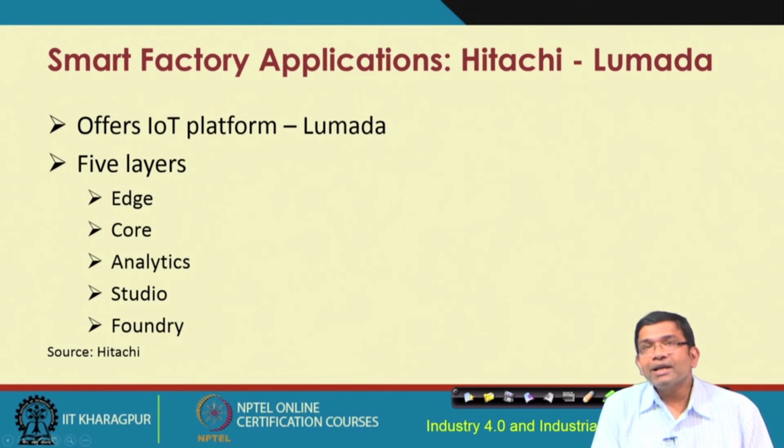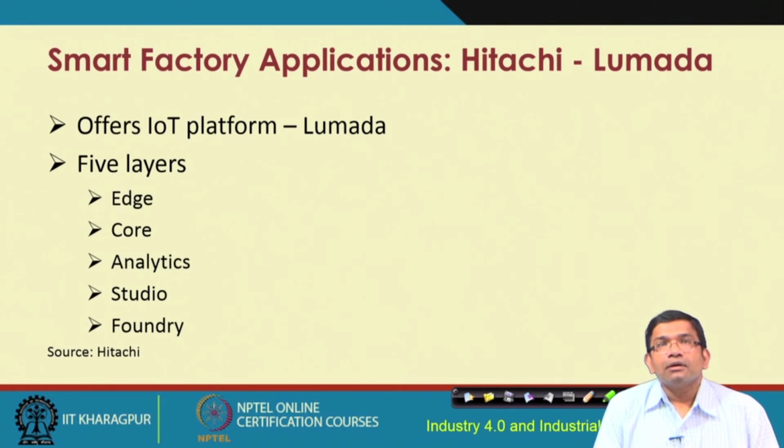Hitachi has the Lumada system, which offers an IoT platform comprising of 5 layers, the layers of Edge, Core, Analytics, Studio and Foundry, which are used together in order to improve the manufacturing processes of Hitachi.